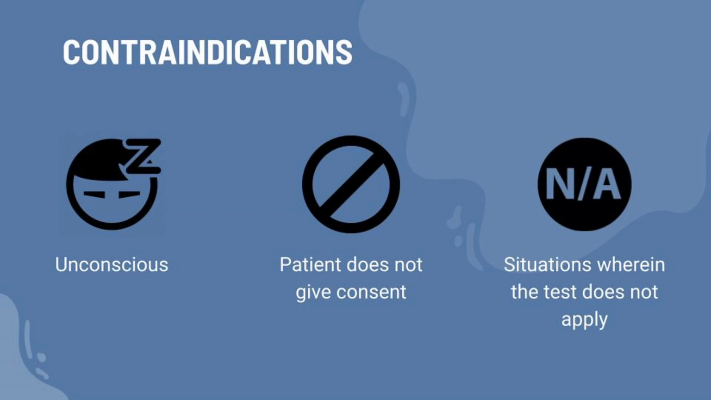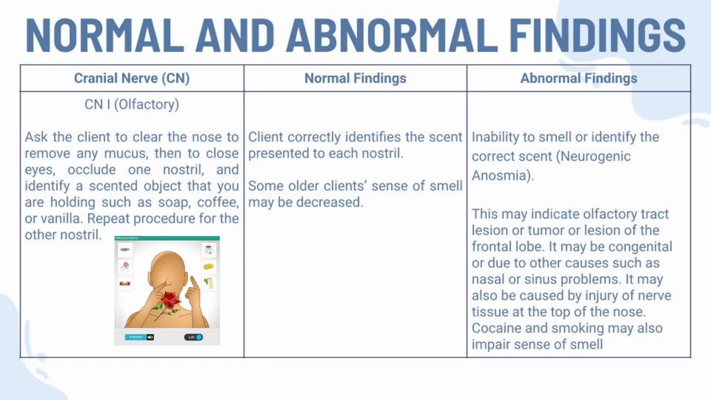So the contraindications for cranial nerve assessment is when the patient is unconscious, or when the patient does not give consent, or during situations wherein the test does not apply. So next are the normal and abnormal findings when assessing for the cranial nerves.